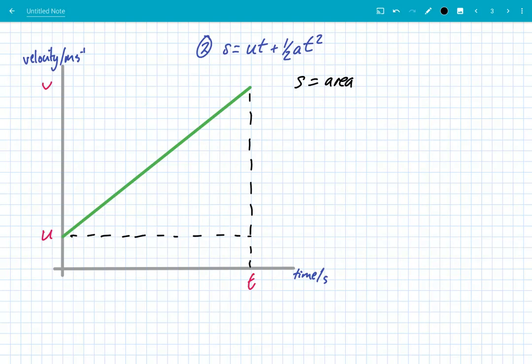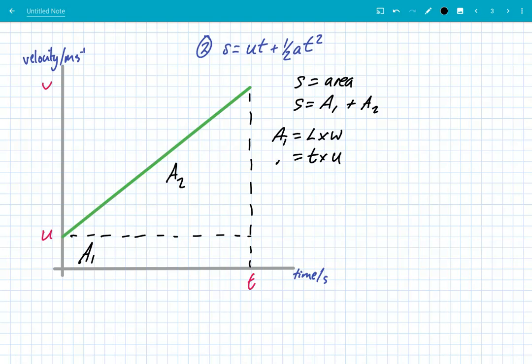I'm going to call them area 1, which is a rectangle, and area 2, which is a triangle. So the displacement is equal to area 1 plus area 2. So let's look at each of these areas in turn. Area 1 is a rectangle, which means that its area is length times width. So the length is t, multiplied by u, which gives me area 1 is equal to ut.